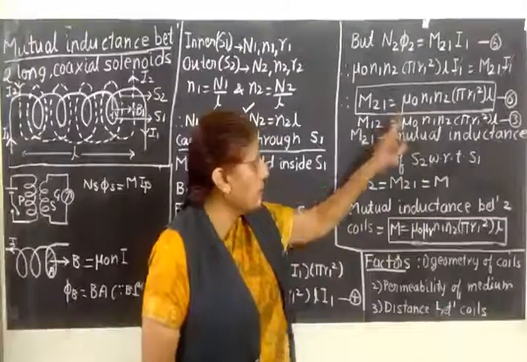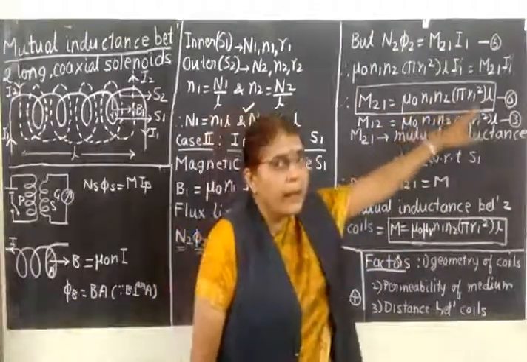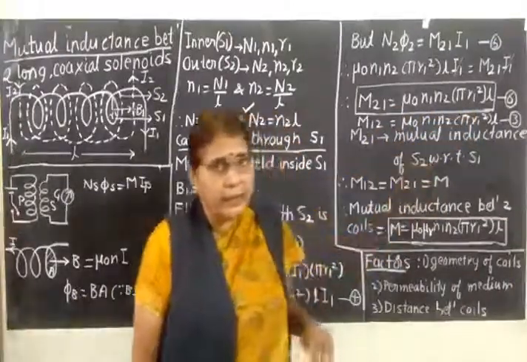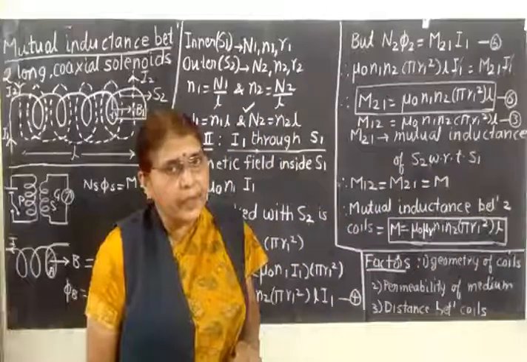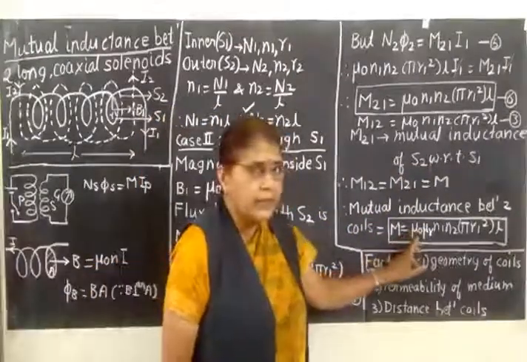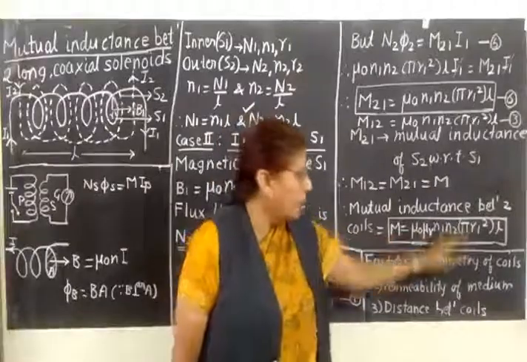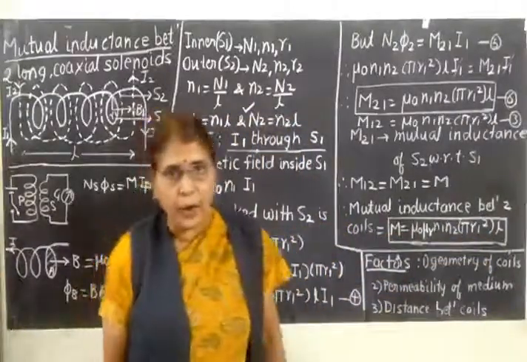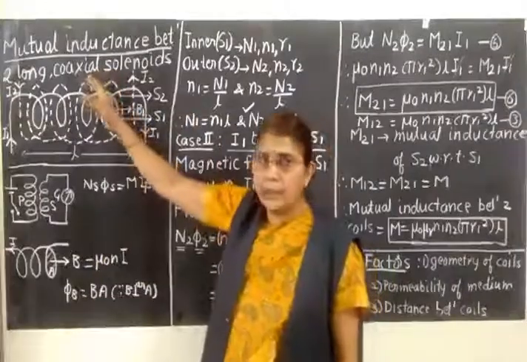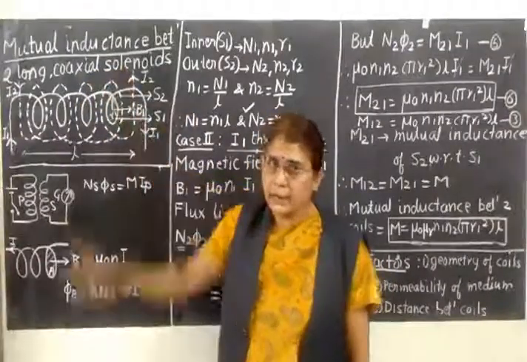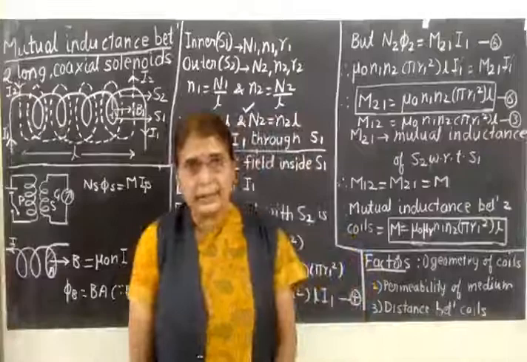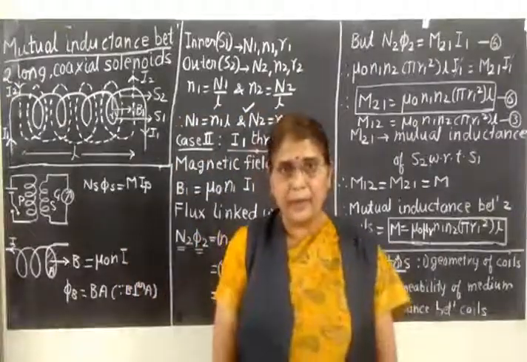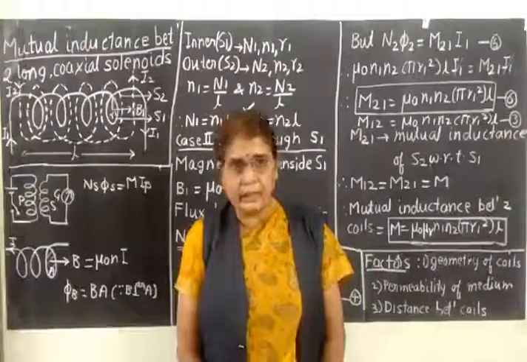So M is nothing but mu 0 N1 N2 pi R1 square into L for air medium. For any other medium of permeability mu r, mu 0 is replaced by mu 0 mu r. So this is the derivation for mutual inductance between two long coaxial solenoids. If it is asked in the exam, it will be for 5 marks because it is a long derivation.